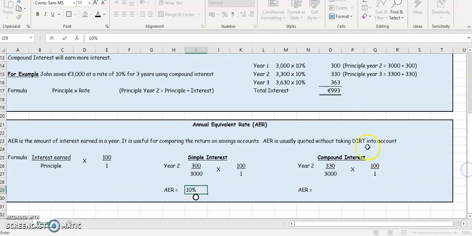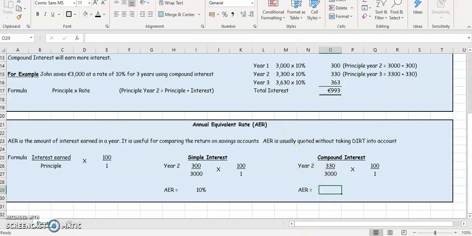Now let's have a look and see what happens with the compound interest. So once again, we're going to be taking year 2, and the interest that we earned for year 2 was 330. So once again, your formula, interest earned divided by principal, multiplied by 100 over 1. So it's going to be 330, taken from up here, divided by our principal, which is 3,000. So same for both examples, and we'll see what happens.